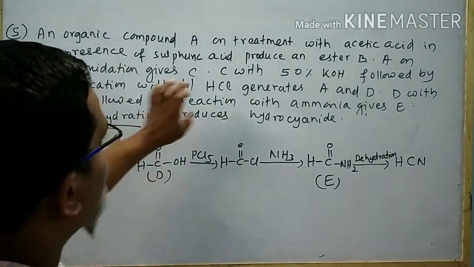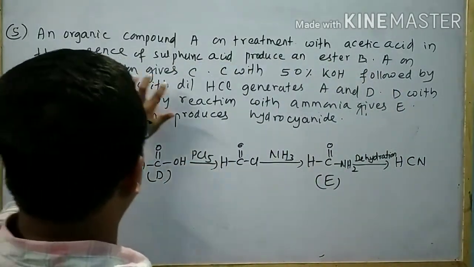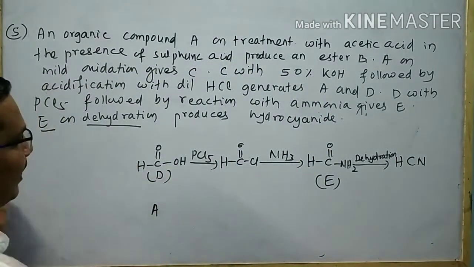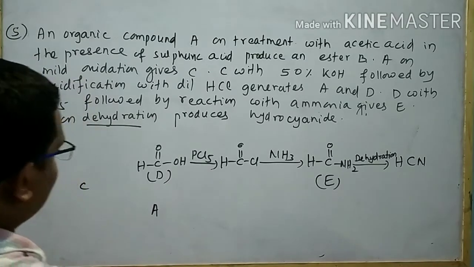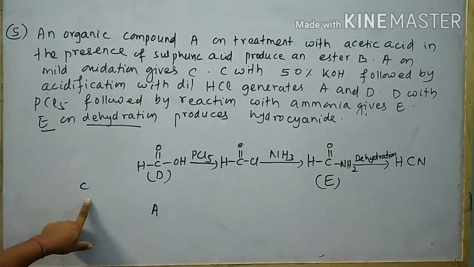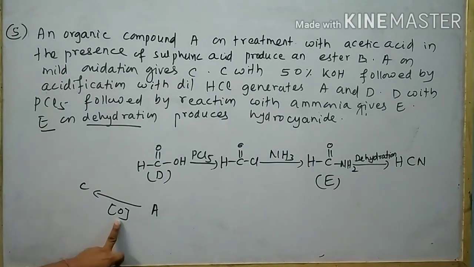Again, look at that. C with 50% KOH followed by acidification with dilute HCl generates A and D. Here A and D are formed from C. This is your C product, and C is formed on mild oxidation of A. This is mild oxidation. A on mild oxidation gives C.